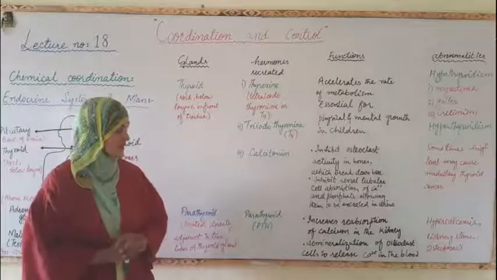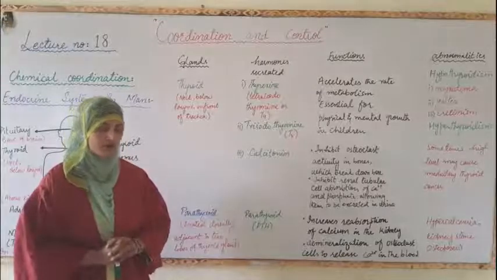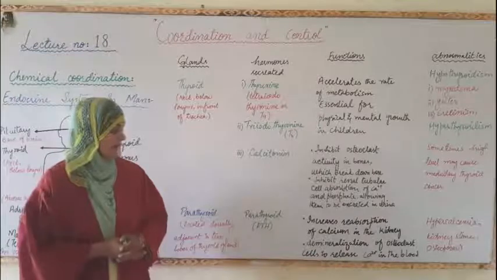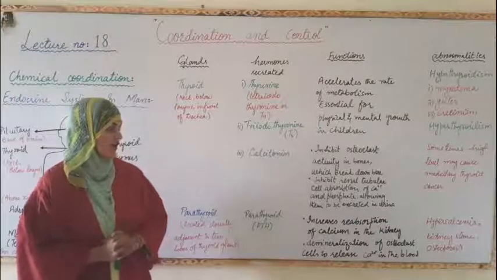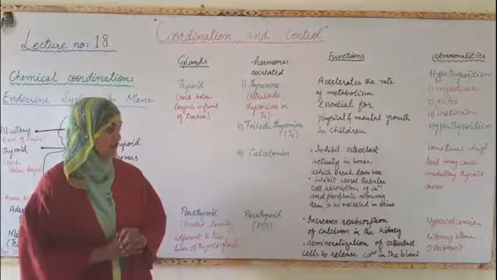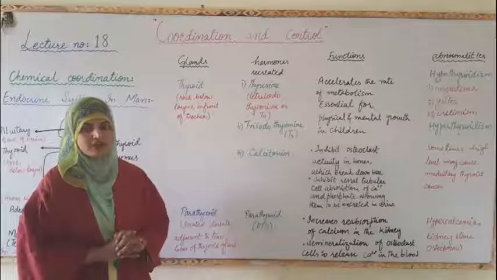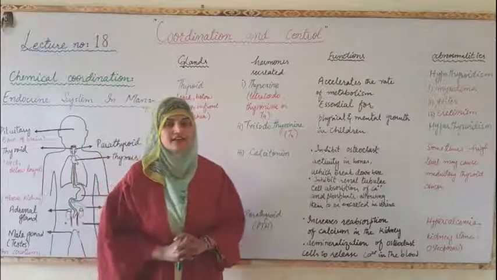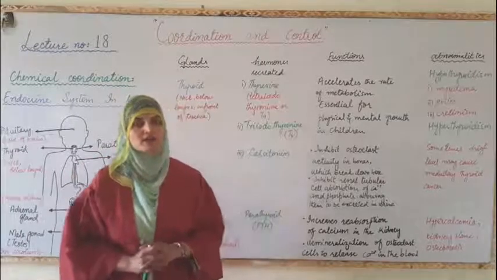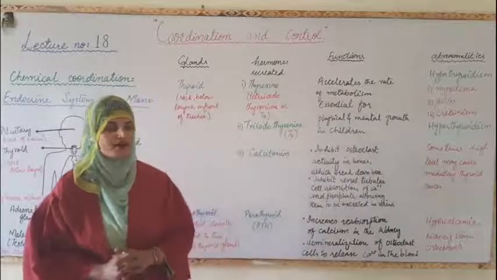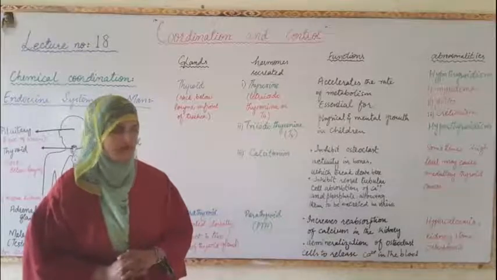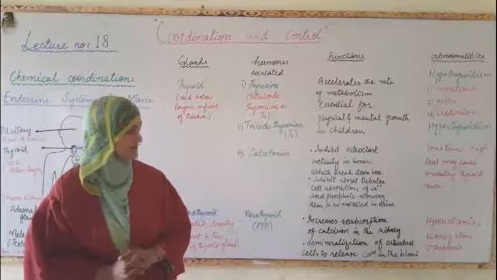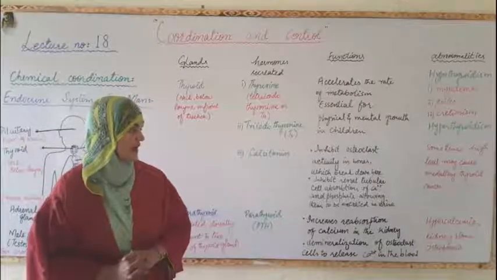It is associated with the increased reabsorption of calcium in the kidney. It demineralizes bone through osteoclast cells to release calcium into the bloodstream. The abnormalities that are associated with abnormal secretion of the parathyroid gland are hypercalcemia, in which the calcium level increases within the blood, kidney stones, and osteoporosis.